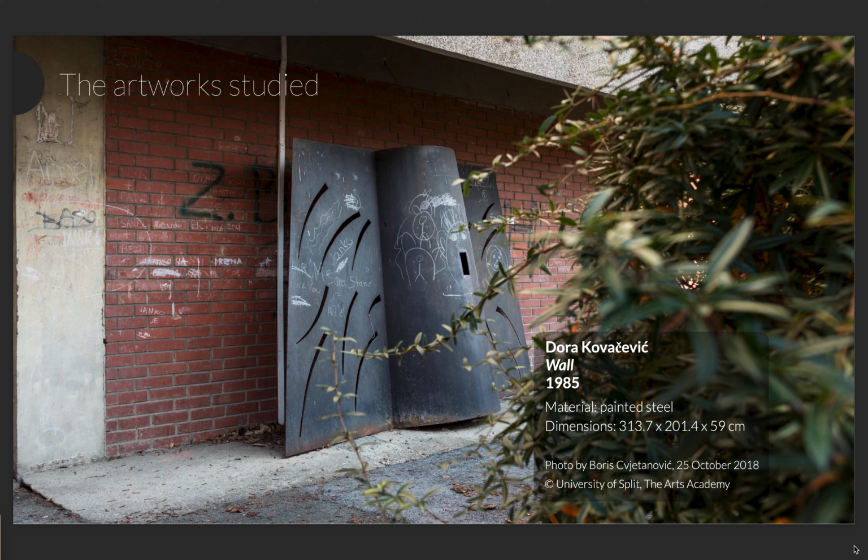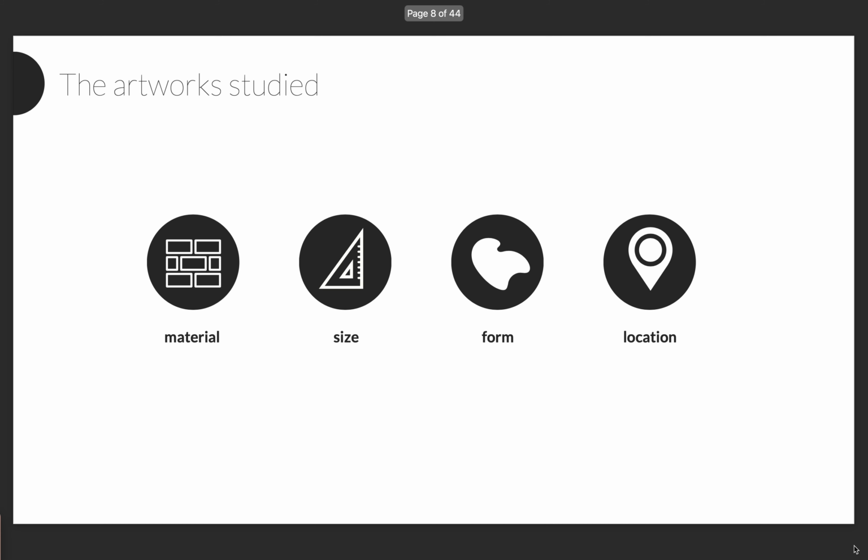The third object was a painted steel sculpture, Wall by Dora Kovachovic. This sculpture is located in the Steelworks housing estate. It's not properly installed, rather leant against a wall of a residential building. As you can see, the 3 sculptures differ in material, size, form, and location.